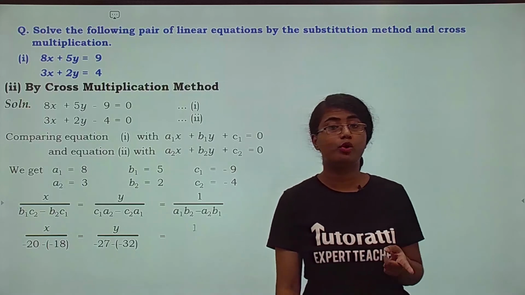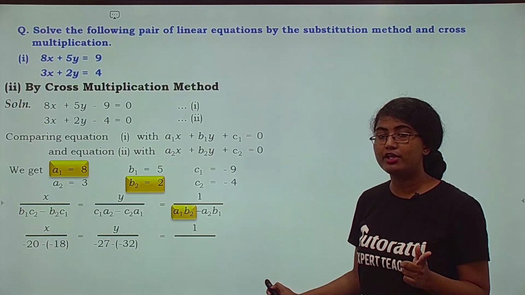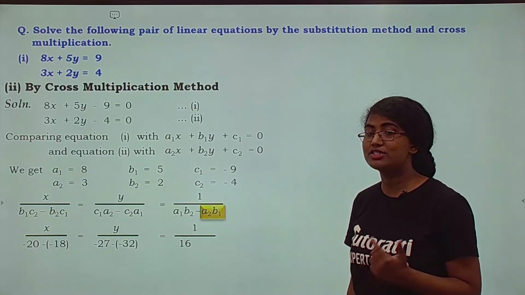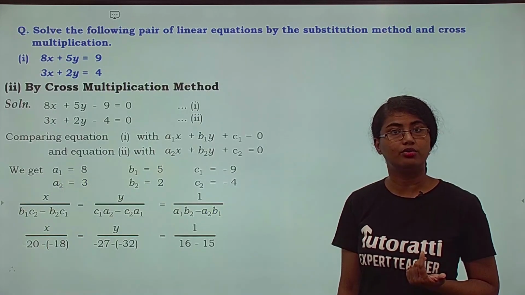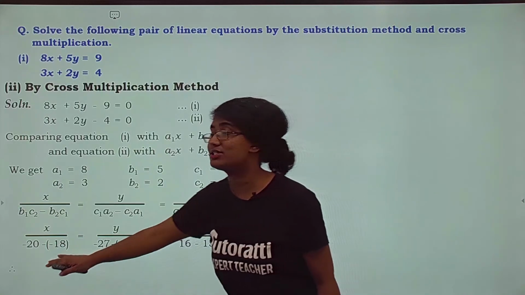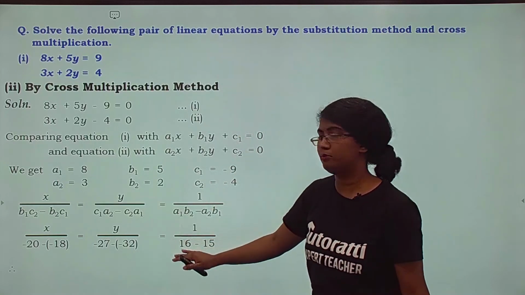It is 1 upon A1, B2. Locate the two values, 8 and 2. 8 times 2 is 16 minus A2 into B1, which is 15. So you write it down like this. Okay, is it clear up to here? Alright, excellent. Now let us actually carry on the simplification. Okay, up to here the formula is done.